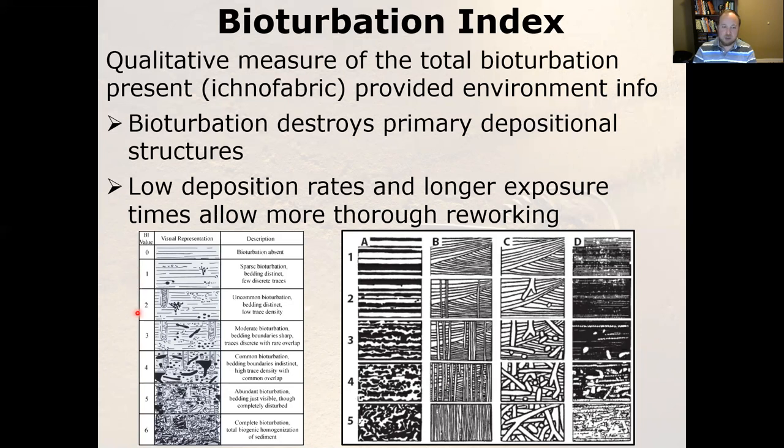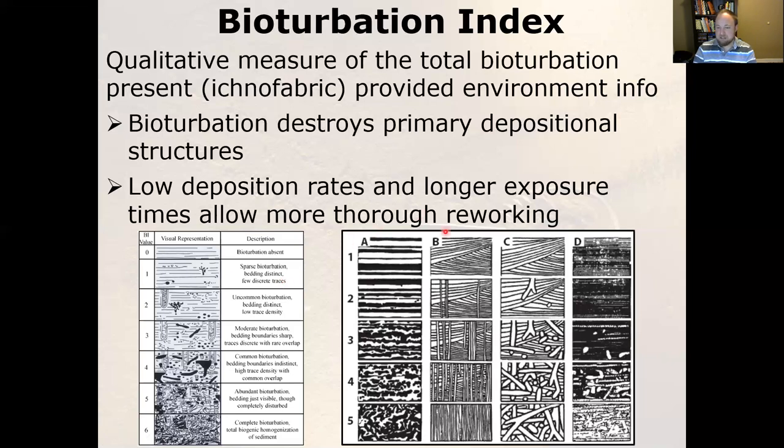And 2 is just a little bit more, 3 is a little bit more, 4 is a little bit more. Now it's starting to get hard to pick out original bedding because it's so disrupted. 5 is almost completely disrupted, although there are still traces. You can just barely make it out. And then 6 is 100%. It's all been churned up. All of the primary depositional structure is gone, and all you have left are trace fossils.